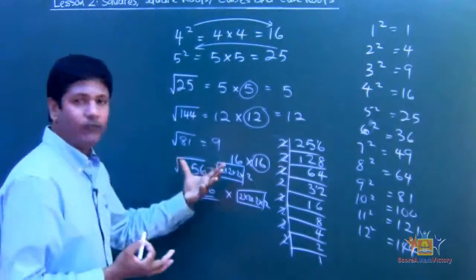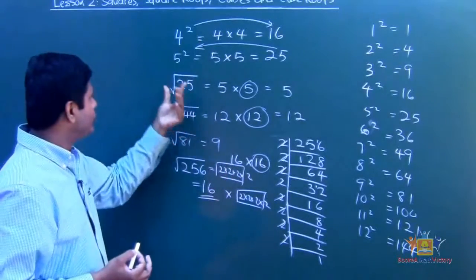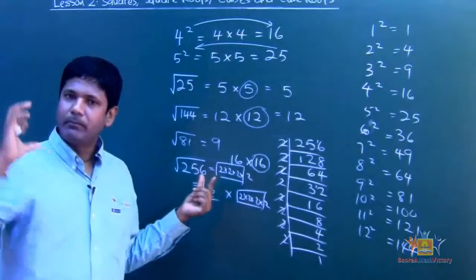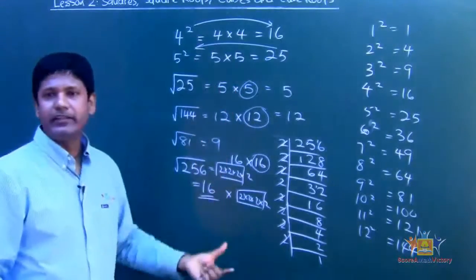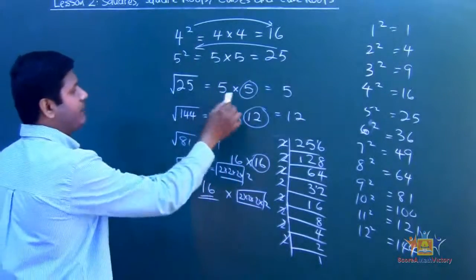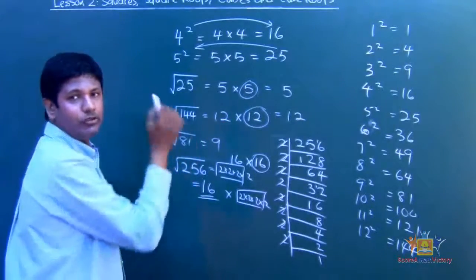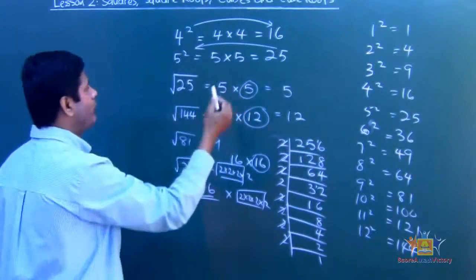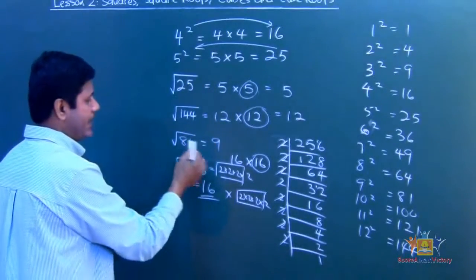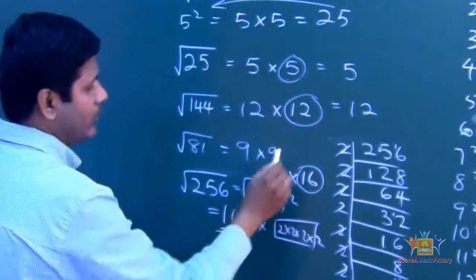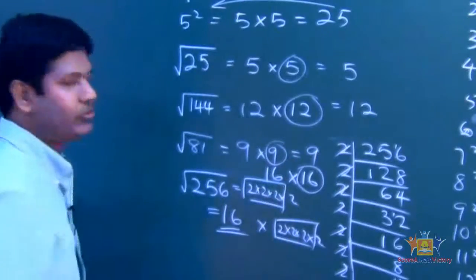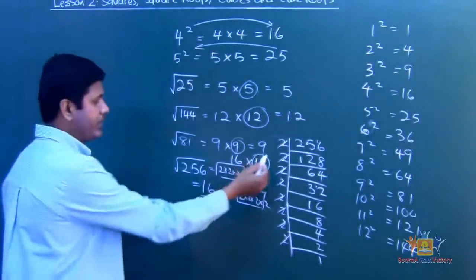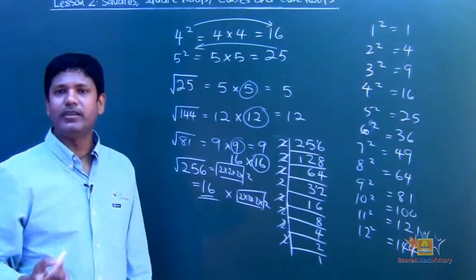The key to finding the square root is to make sure the number inside is a perfect square. Once it's a perfect square, you should be able to find the square root. 5 times 5, you only need 1 out of that. That's what square root means. 12 times 12, you only need 1 out of that. 9 times 9, you only need 1 out of that. For 256, 16 times 16, you only need 1 out of that. That's what square root means.